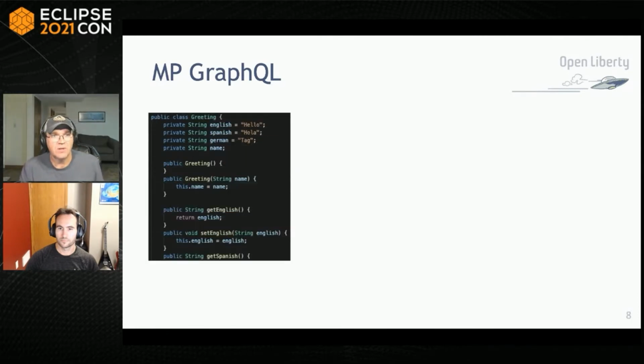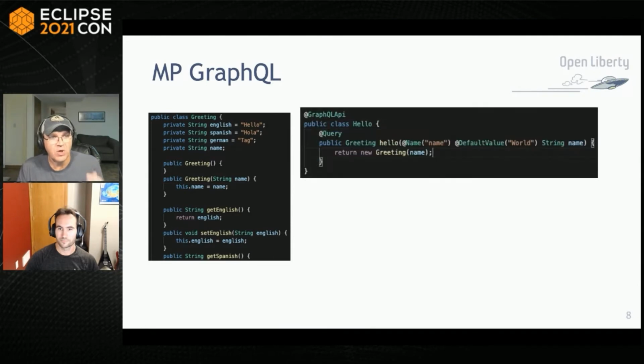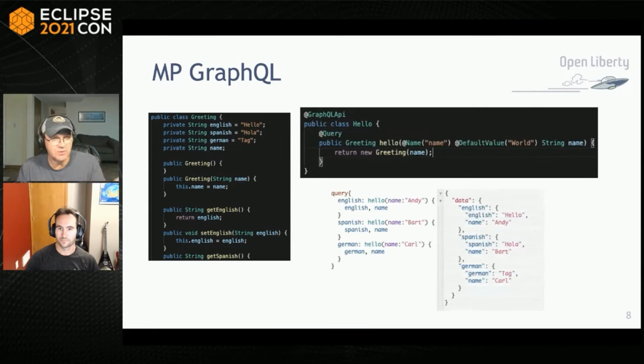So this is what you might do if you're going to write GraphQL code. You have a greeting object, which is just a POJO, similar to our entity in the previous slides. You have a GraphQL API annotated class with a method annotated with @Query. This allows you to pass in parameters like one called name with a default value of world, and then you can return the POJO, and that's all the code that you have to write.